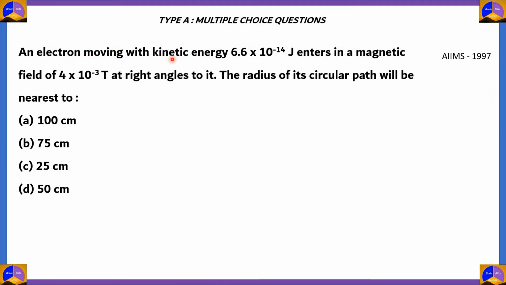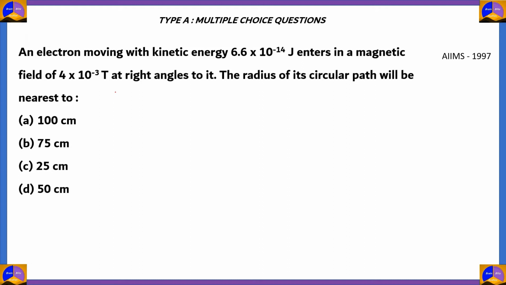An electron moving with kinetic energy 6.6 × 10^-14 joules enters a magnetic field of 4 × 10^-3 Tesla at right angles to it. The radius of its circular path will be nearest to: A, 100 centimeters; B, 75 centimeters; C, 25 centimeters; D, 50 centimeters. How do you solve this question?